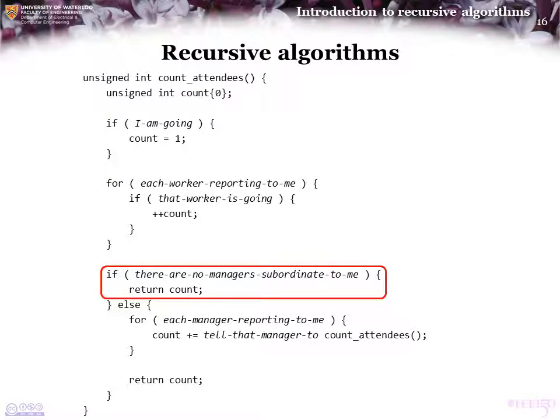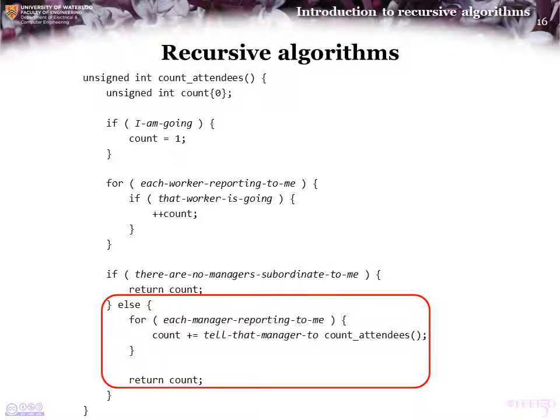Now, the base case is if there are no managers subordinate to the current manager, in which case we simply return the count. If, however, there is at least one manager subordinate to the current manager, then for each manager reporting to this particular manager, we will add to the count whatever that manager responds when you recursively ask them to count the number of attendees. Having added up all these numbers together, then the count attendees function returns the total count.